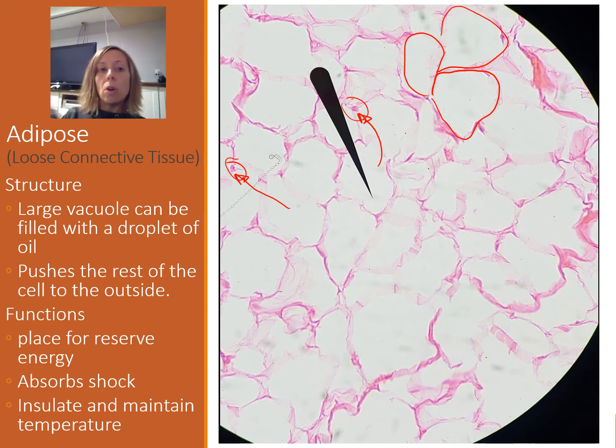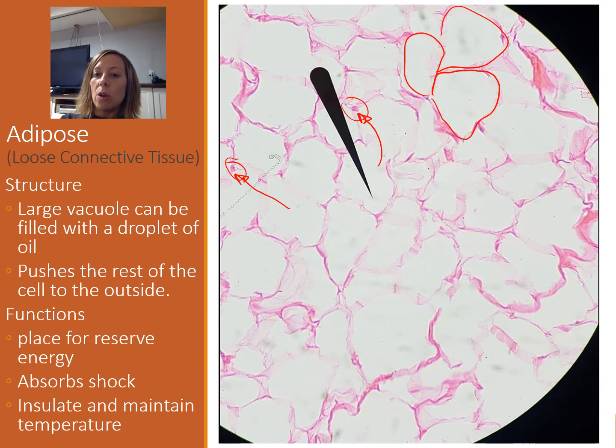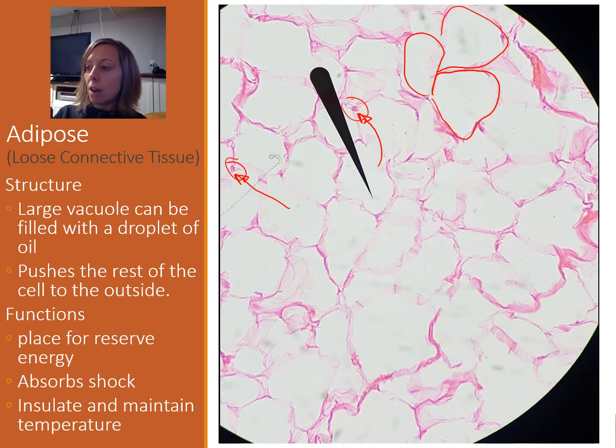All right. So our structure is a large cell with the contents pushed to the side because it has a large vacuole filled with oil. And these cells are one and then the next and then the next. They're very closely packed, but it's still not a super sturdy structure to the tissue in general. The functions of adipose is it's going to store energy reserves, the oil that we talked about. It's going to absorb shock.